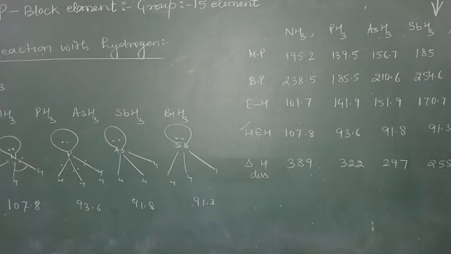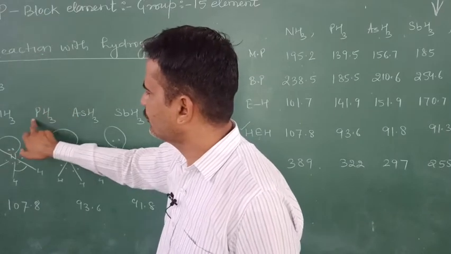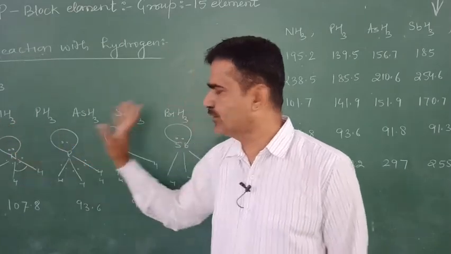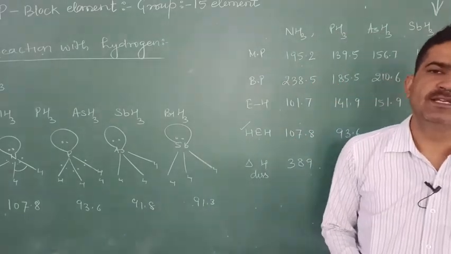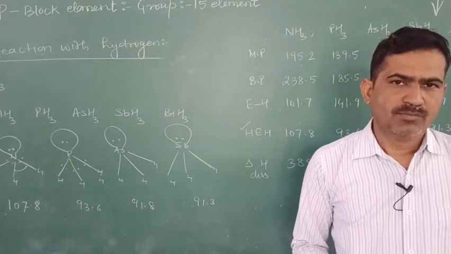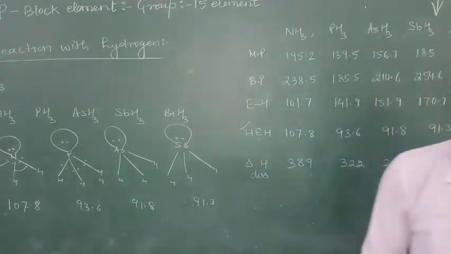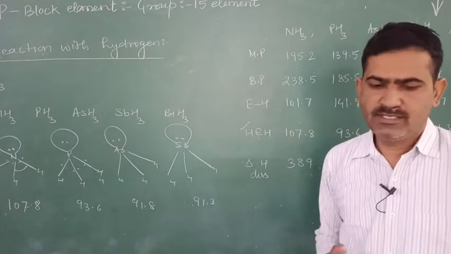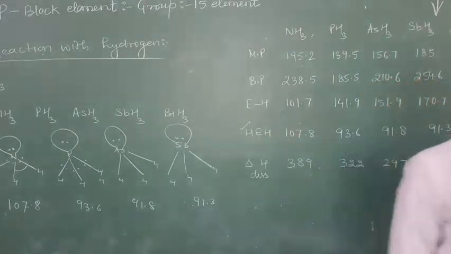Now, another question is also asked regarding phosphine. Phosphine has a lower boiling point than ammonia because of the absence of hydrogen bonding. In ammonia, intermolecular hydrogen bonding is present, but in phosphine, intermolecular hydrogen bonding is absent. That's why its melting and boiling point is lower than that of ammonia. These two questions are generally asked, and this is all about the reaction with hydrogen.